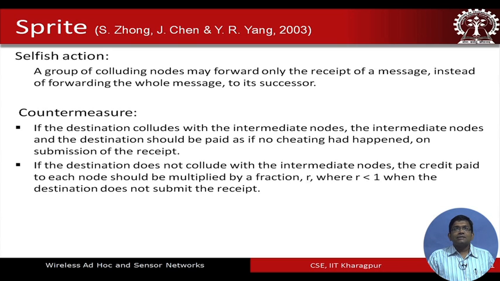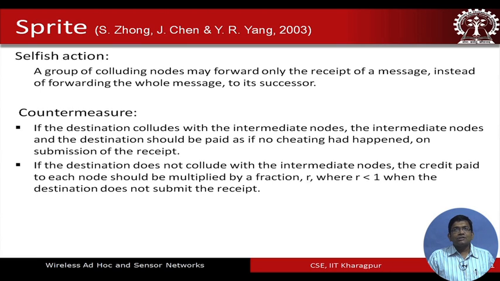Another one is that in Sprite a group of colluding nodes may forward only the receipt of the message instead of forwarding the whole message to its successor, and the corresponding countermeasure is mentioned over here. Here, if the destination colludes with the intermediate nodes, the intermediate nodes and the destination should be paid as if no cheating had happened on submission of the receipt. Let me repeat that: if the destination colludes with the intermediate nodes, the intermediate nodes and the destination should be paid as if no cheating had happened on submission of the receipt.